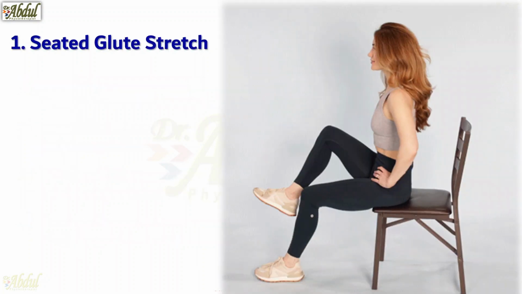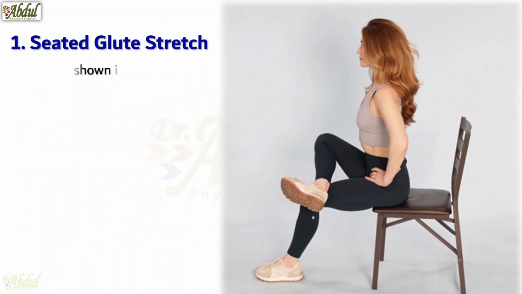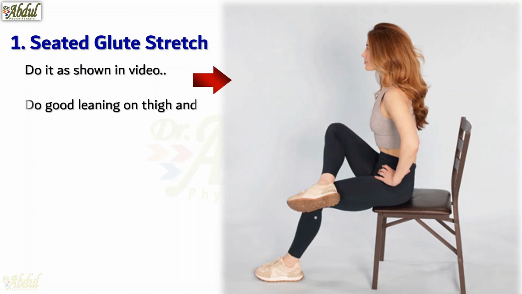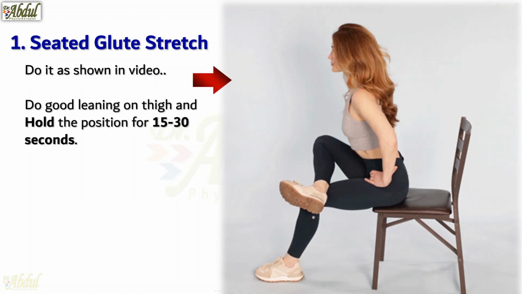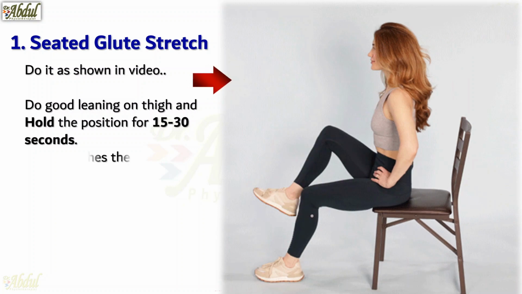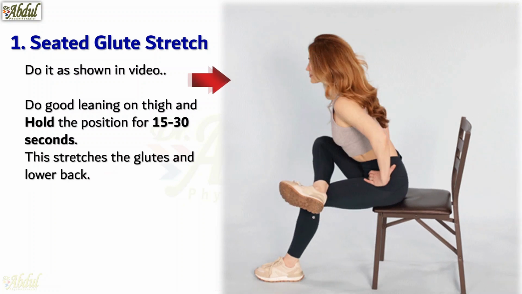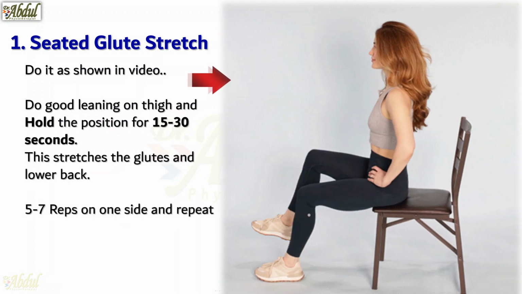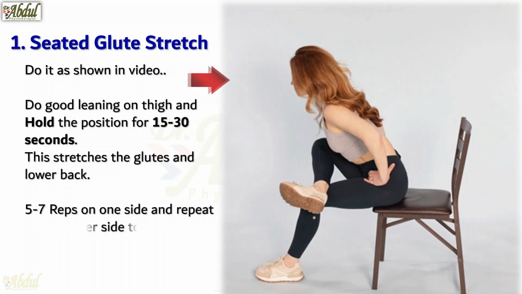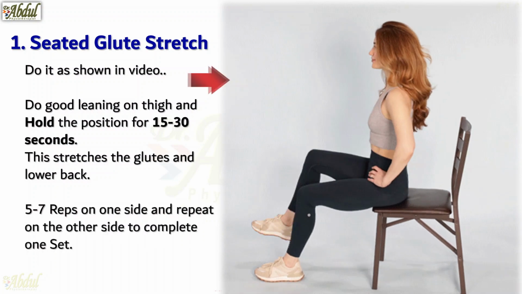1. Seated glute stretch. Do it as shown in the video. Do a good lean on the thigh and hold the position for 15 to 30 seconds. This stretches the glutes and lower back. Do 5 to 7 reps on one side and repeat on the other side to complete one set.